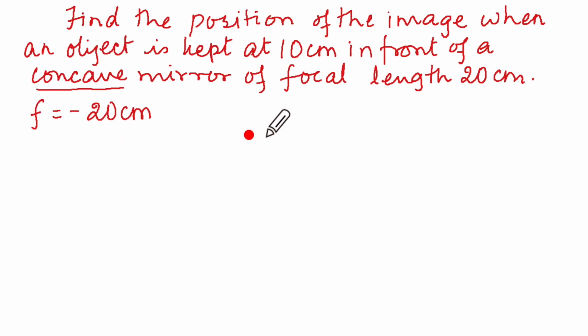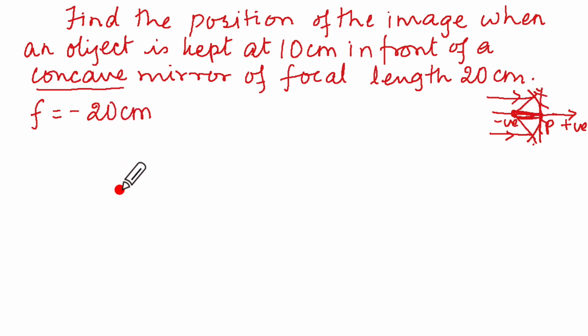Now if you are confused about this, just quickly draw a diagram like this. Okay, show this ray going this way. Now can you see? This is the focal length. Now if you consider this as point P, on the right if you go, it's going to be positive, on the left it's going to be negative. So the focal length is going to be 20 centimeter with negative sign.